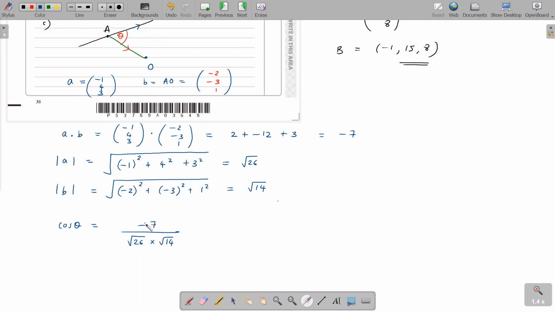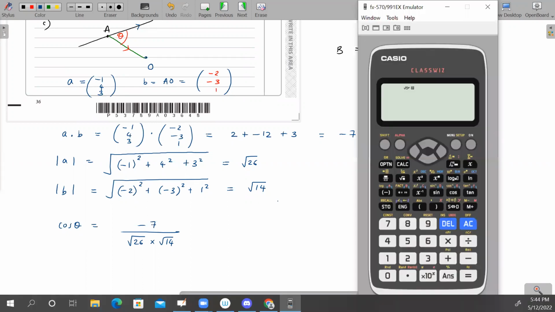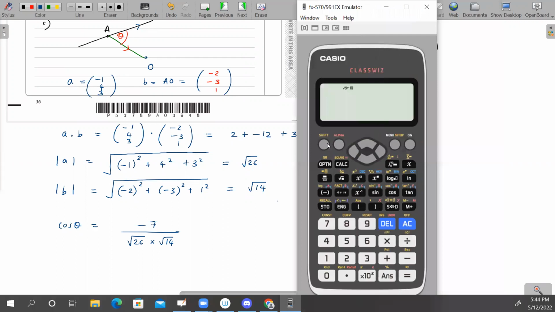Okay, so if you take it as positive 7 and take the cos inverse, you will get the acute answer. Let me show you. So this is cos inverse. The calculator is in degree mode. Negative 7 over root 26 into root 14. So this gives me 111.52. Can you see, cos inverse of a negative ratio is an obtuse answer. So then 180 minus this gives me 68.475, which is the respective acute angle.